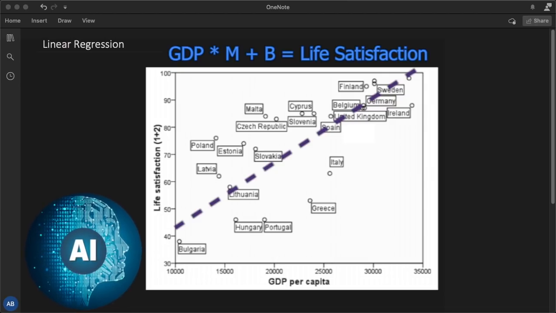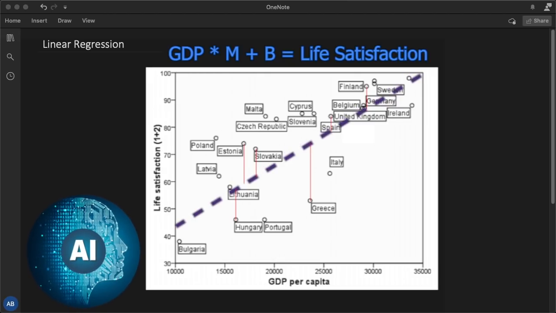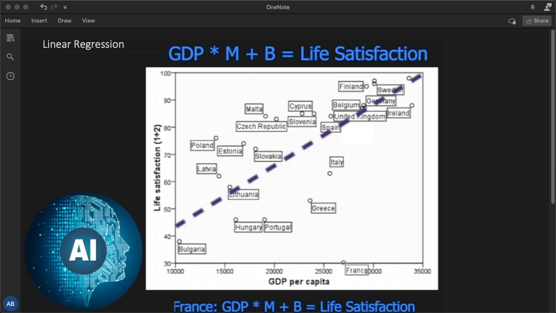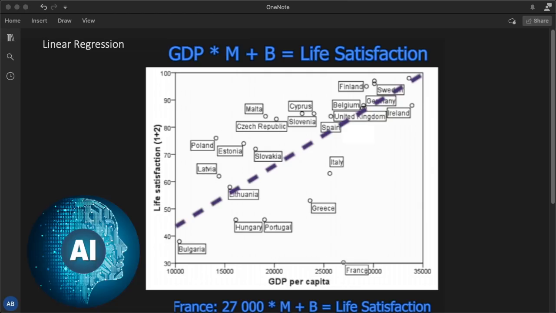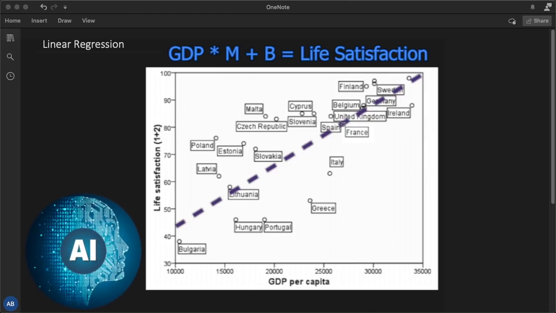Right. The line will be calculated by measuring the minimum distance between the points in order to find the most optimal line, which will look like this one. Then, if we add a new observation, say we have France, which had a GDP per capita of around 27,000 euro in 2008, you will have a life satisfaction resulting of around 80%, which is most likely probable. In short, linear regression helps you find the relation between multiple variables based on the simple equation of a line.